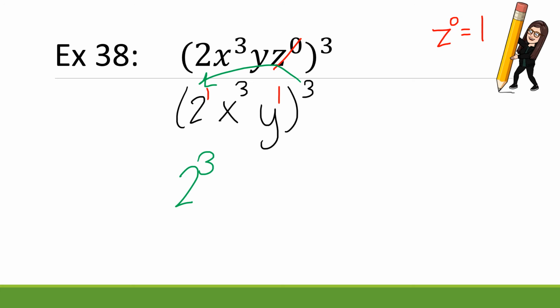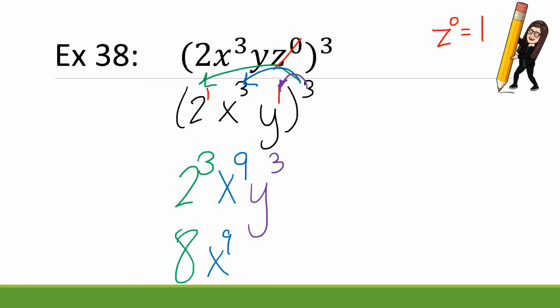1 times 3 is 3. 3 times 3 is 9. Be careful of that. And 3 times 1 is 3. Let's take care of 2 cubed, which is still 8. Everything else hangs out. And again, if you can write it alphabetical, that would be the ideal.